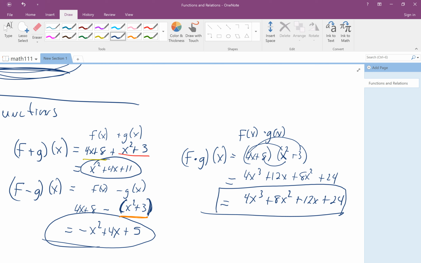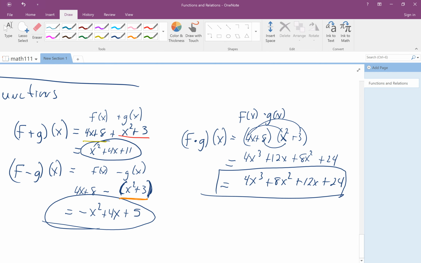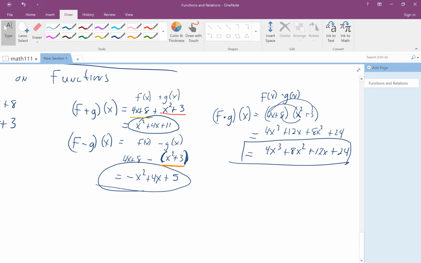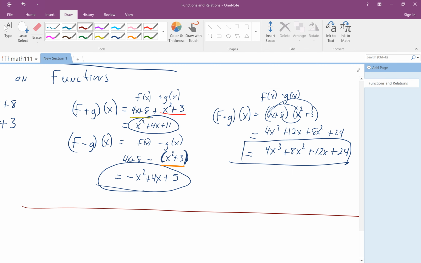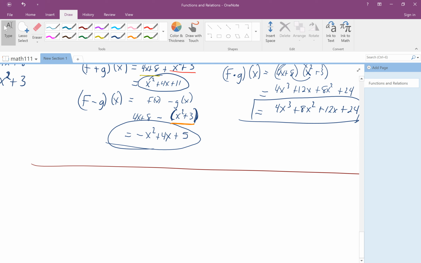That's 1.1. Okay. Switch some colors here. Let's go with this. This next part talks about graphs of functions.